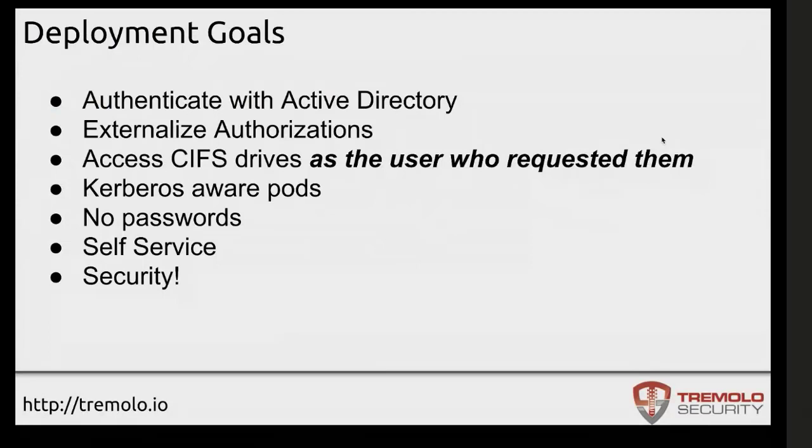Authenticate with Active Directory, that part's easy. They wanted to externalize authorization. The people who manage and own Active Directory are not the same people who manage and own OpenShift. And so they didn't want to start polluting their Active Directory with information specific to OpenShift. They wanted a secondary place to store authorization data.